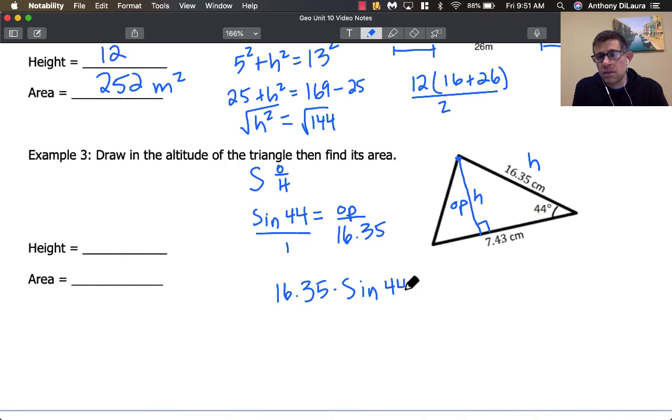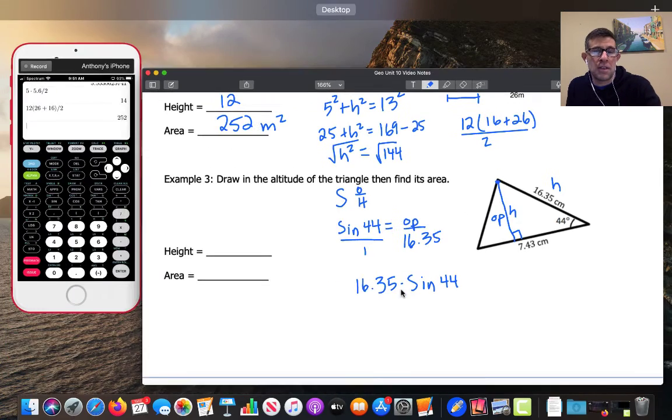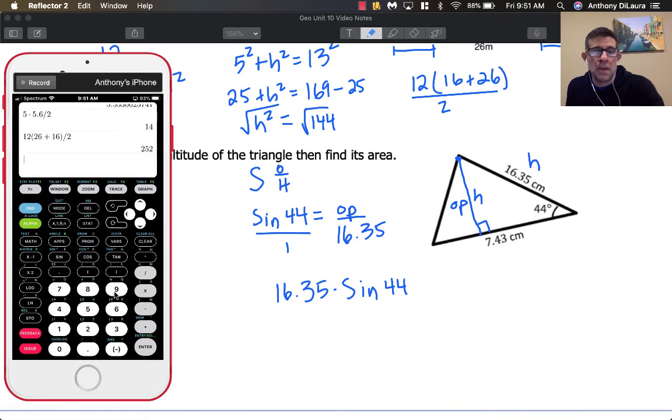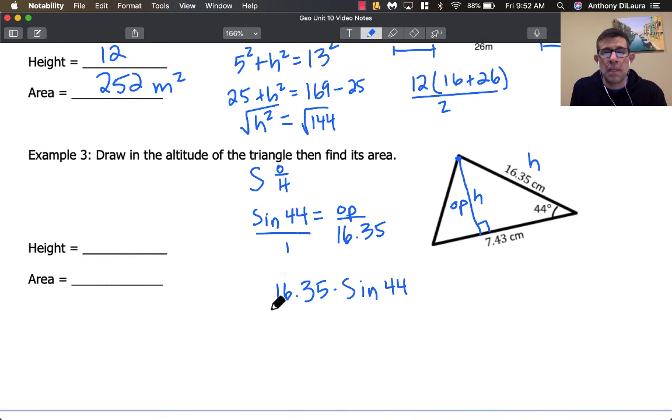All right, time for that calculator again. Let's pull that up and see what we get when we take 16.35 and multiply that by the sine of 44 degrees. And that's going to give us 11.4. So we'll just round that to the nearest tenth. 11.4 is the height of my triangle.